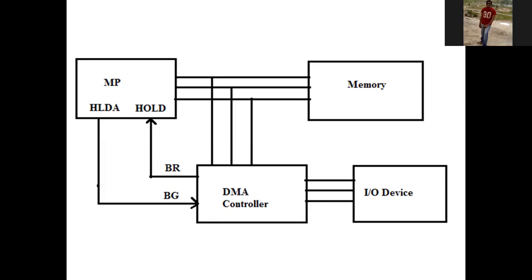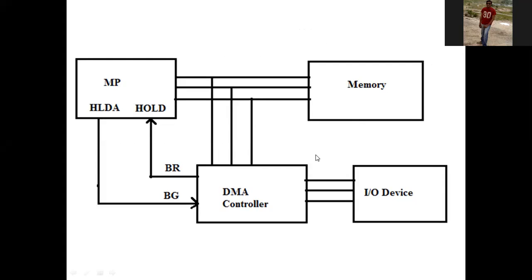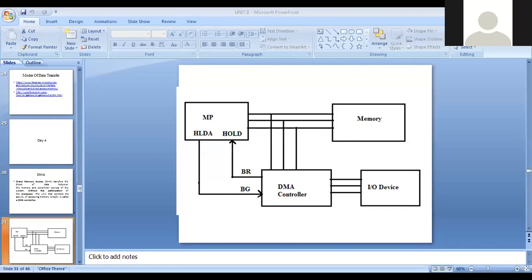So what is that request? That request we call BR. BR means bus request. To transfer even a single bit of data, we need to take permission from the processor. If the processor gives the permission, then only we can transfer the data, or else we cannot. So whenever the IO device requests the DMA controller, it will send one request to the microprocessor. What request is it sending for the data transfer? BR, bus request. Yes, it is going to send the bus request command to the microprocessor.